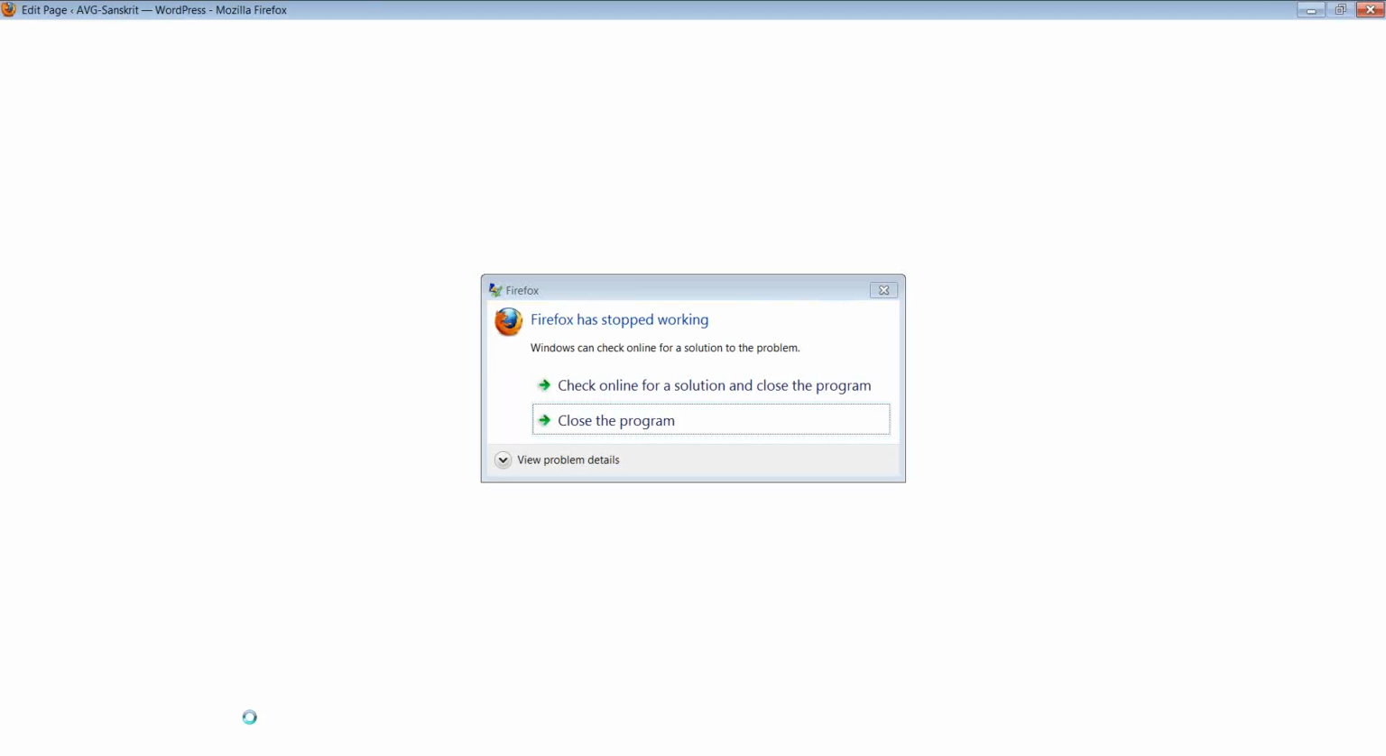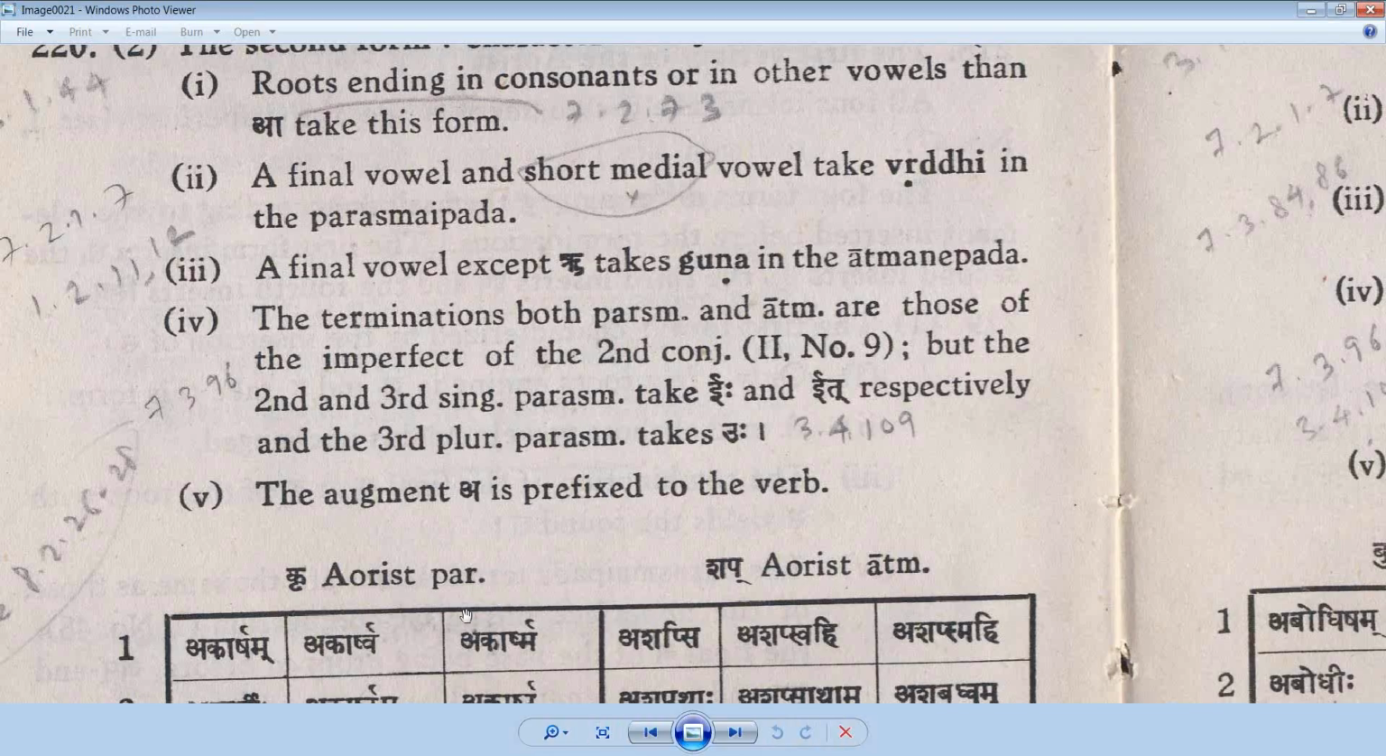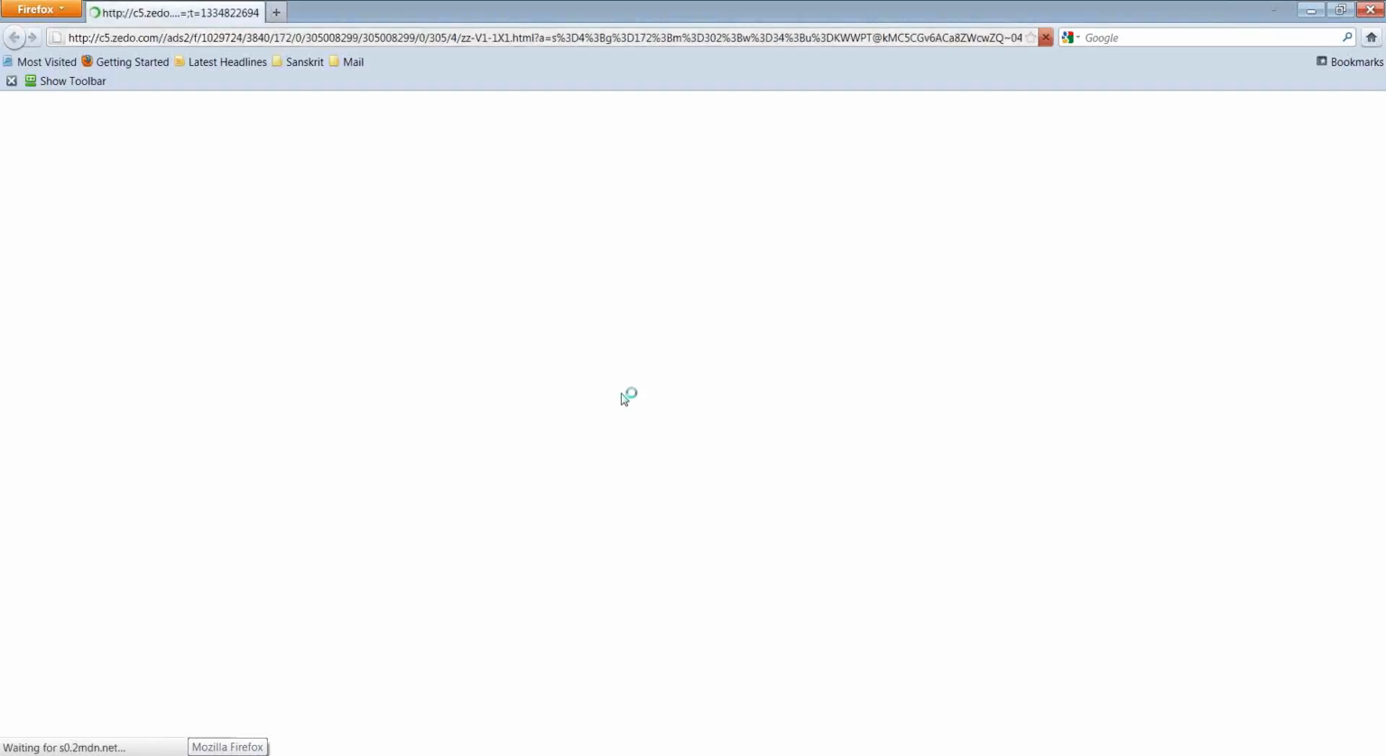That is 7.3.96, Asti sicho aprikte, which is, oh no. Okay, let me see what's going on here. Okay, mostly this thing stopped working. Okay, let me see. Okay, it's coming back, I think.